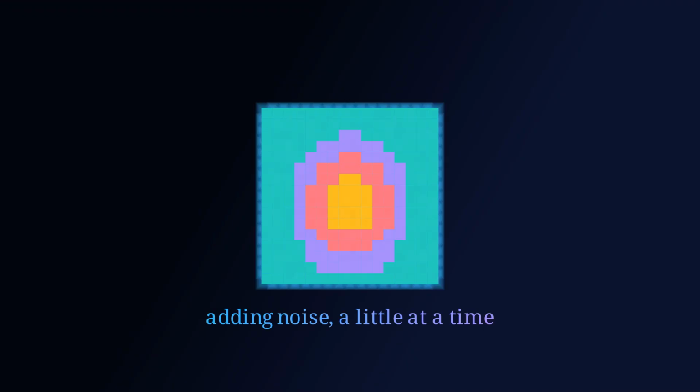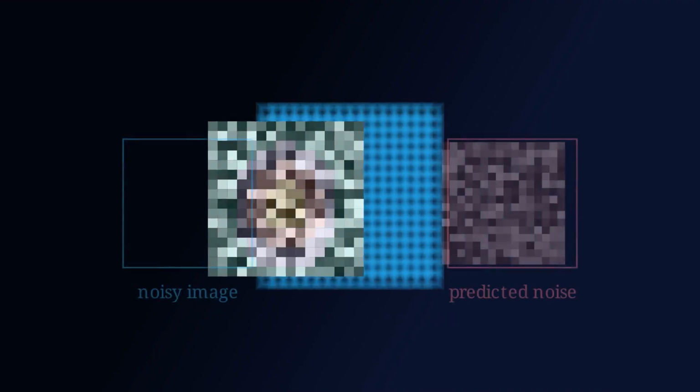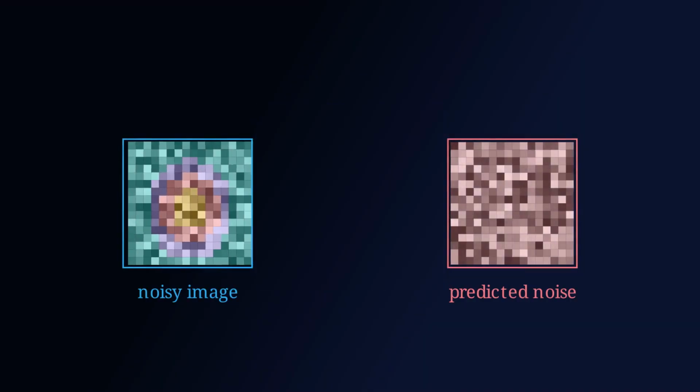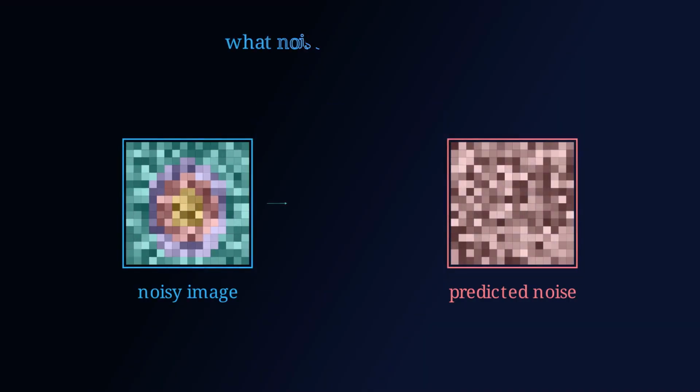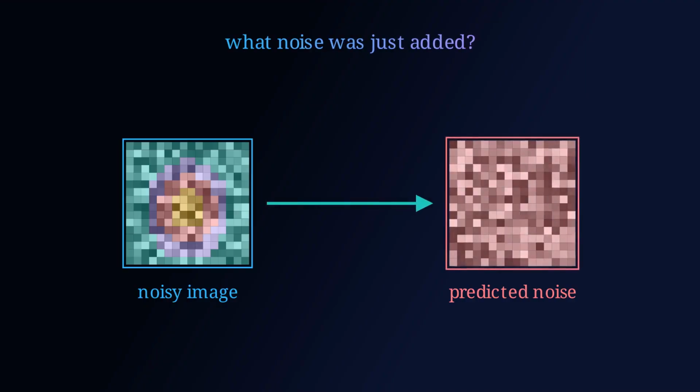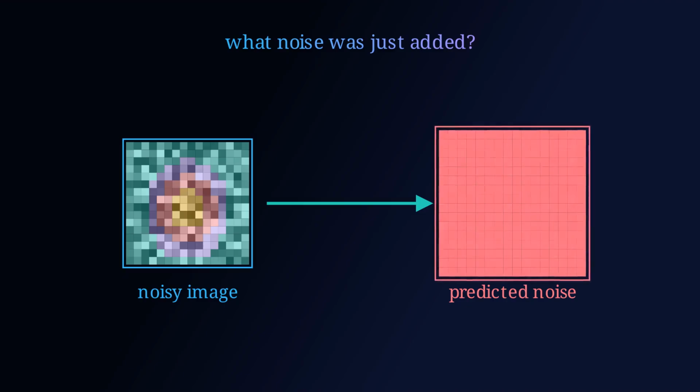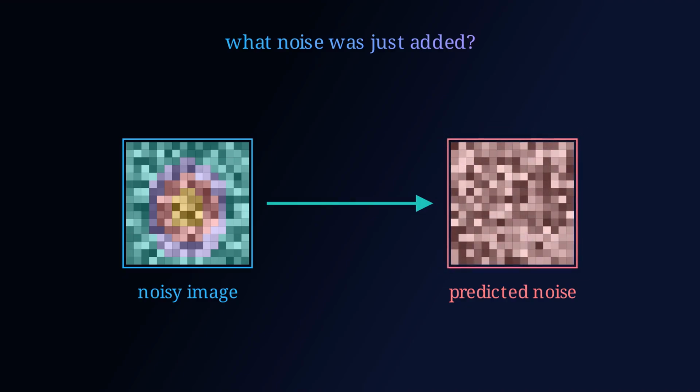Take any photograph and start sprinkling random static onto it, a little at a time. Keep going, and eventually the picture dissolves completely into pure random speckle, with no trace of the original left. This gradual destruction is the key idea behind diffusion. During training, the model watched this happen to millions of images. It saw clean pictures turn to noise step by step, and it was asked one question again and again: given this noisy image, what noise was just added? Learn to answer that, and you've learned something powerful.